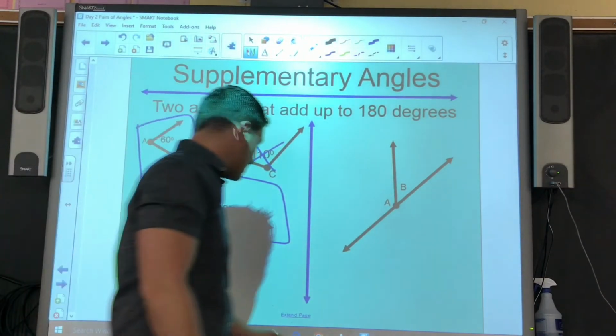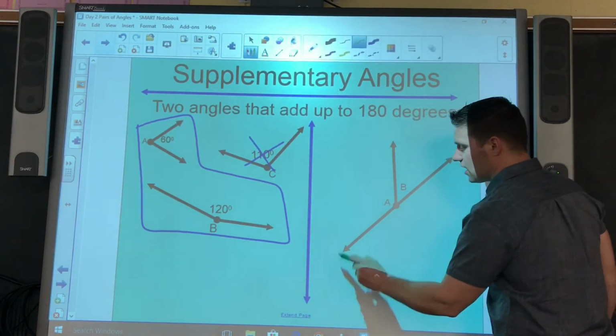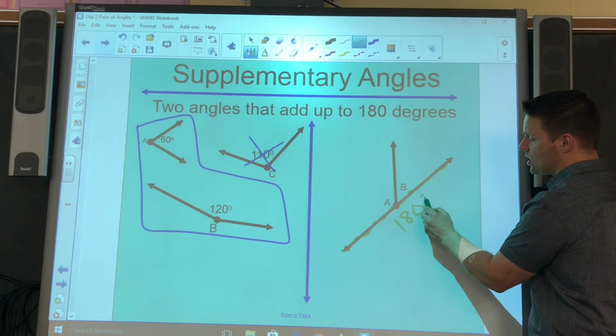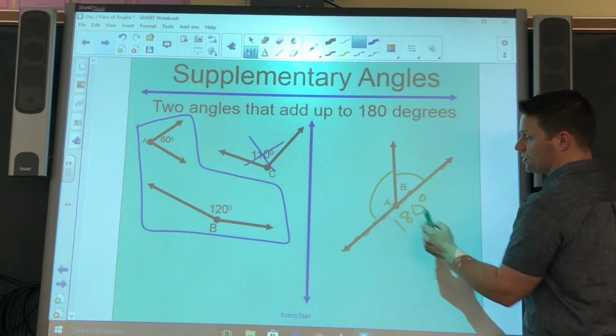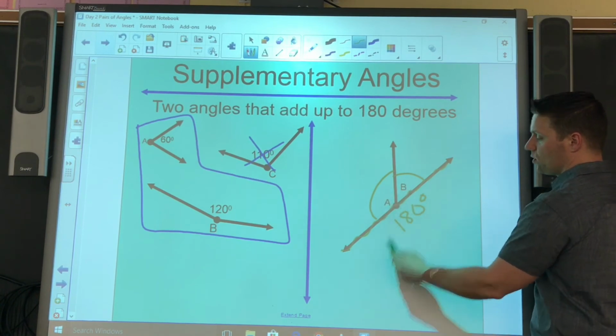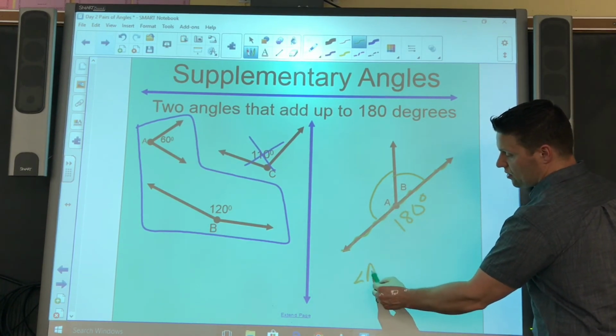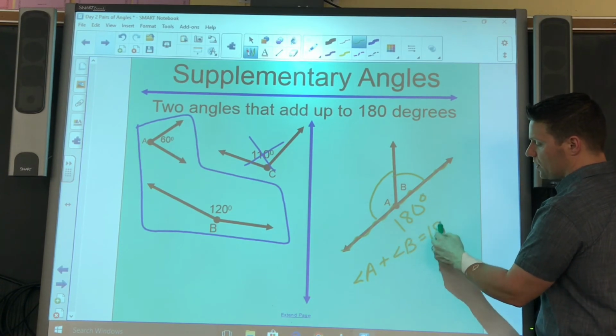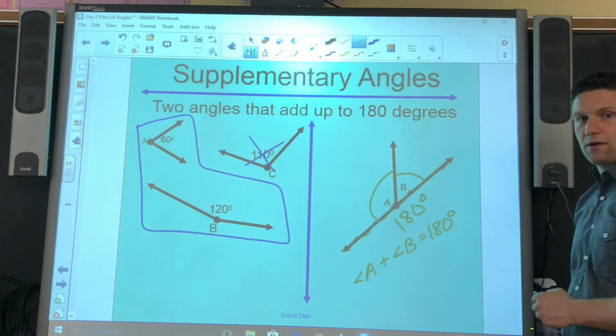Now, you might see it like this, okay? A straight line like this one means it's 180 degrees broken into two angles. One acute angle, one obtuse angle. Those must equal 180. Angle A plus angle B equals 180 degrees, okay?